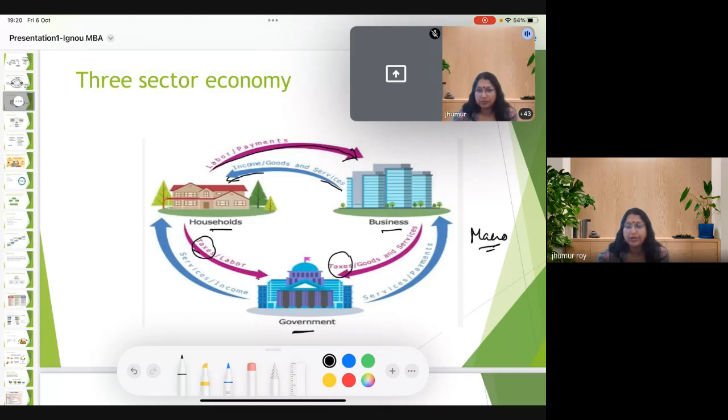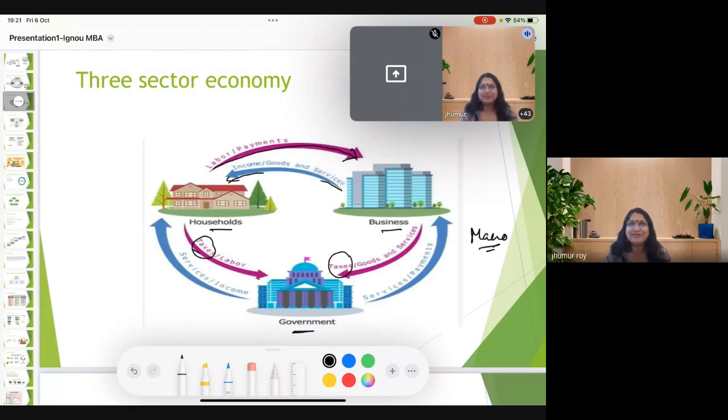Okay, so make a note. Two sector economy is between households and businesses, or households and firms. Three sector economy is between households, businesses, and government. Is it clear? Is it clear to everyone? Is everybody clear on this? Okay.